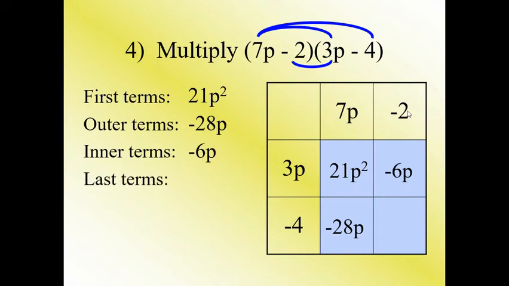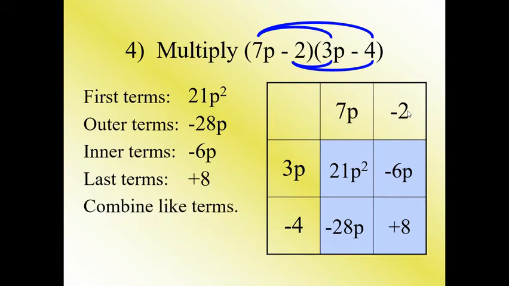And our last terms, we're going to multiply the negative 2 times negative 4. Remember, that's going to change to a positive 8 because you have two negatives. Again, we're going to combine the like terms that are diagonal from each other. And you're going to see that we have 21p squared minus 34p plus 8 for our equation.